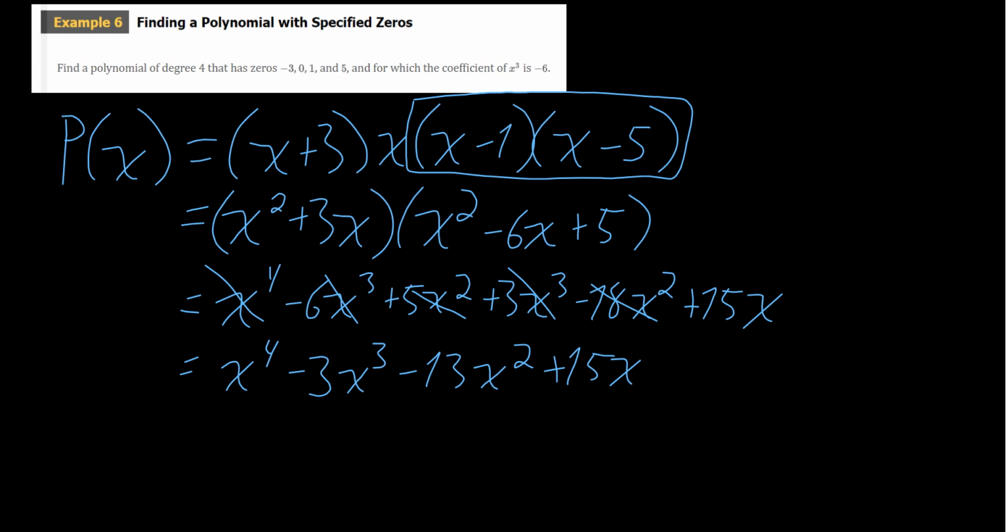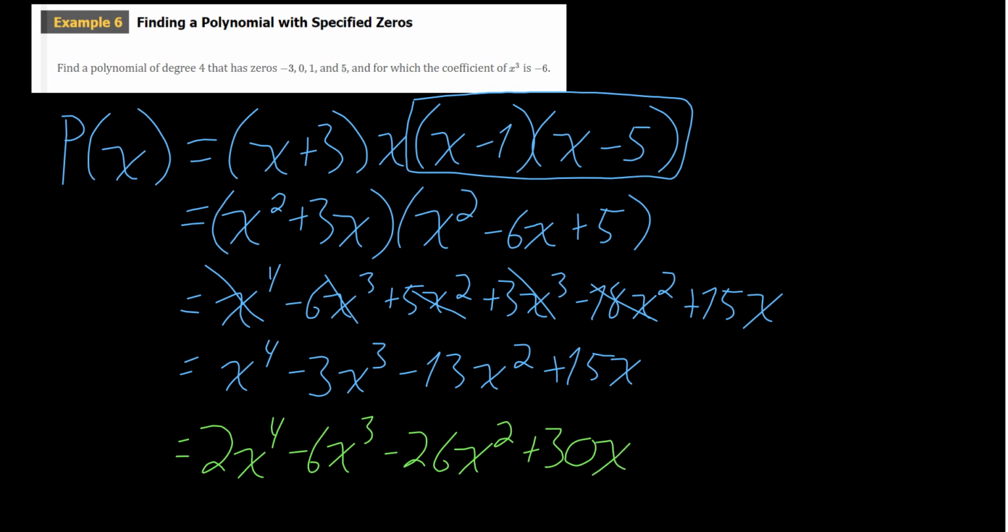Now I'm at the very end. It reads, for which the coefficient of x cubed is negative 6. So how do I get this coefficient here to turn into a negative 6? That's easy. I just multiply the entire polynomial by 2, right? So it ended up being 2x to the fourth minus 6x cubed minus 26x squared plus 30x.